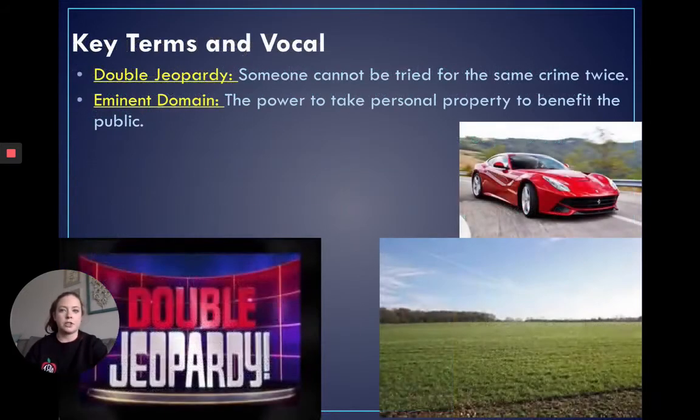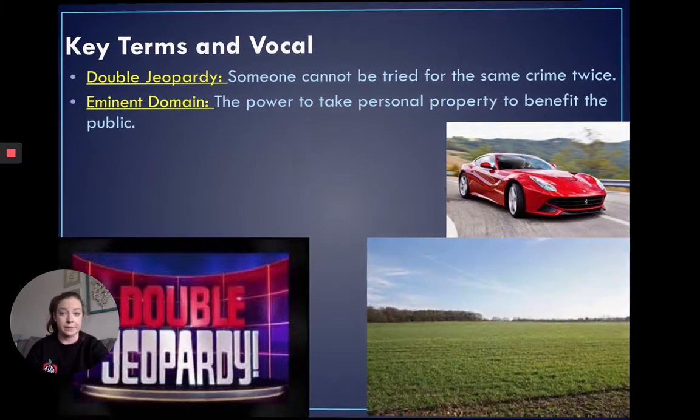A couple other terms is double jeopardy. You may have heard of Jeopardy, like the TV show, but that is not what double jeopardy means when we're talking about the Bill of Rights. It means that you can't be tried for the same crime twice. So, tried means a trial. You can't go to trial for the same crime that you committed. And eminent domain sometimes comes up when the government takes property for the benefit of the public. Maybe they need to build a hospital, or things like that.